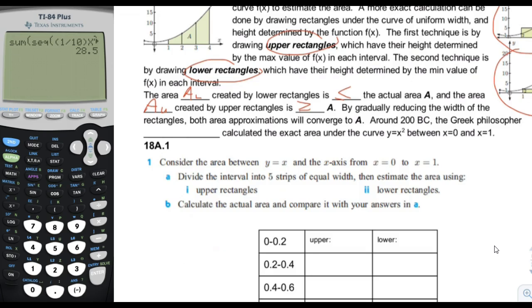Around 200 BC, the Greek philosopher Archimedes, this is in the book, calculated the exact area under the curve y equals x squared between x equals 0 and x equals 1. That's pretty impressive considering he didn't have calculus yet, right?